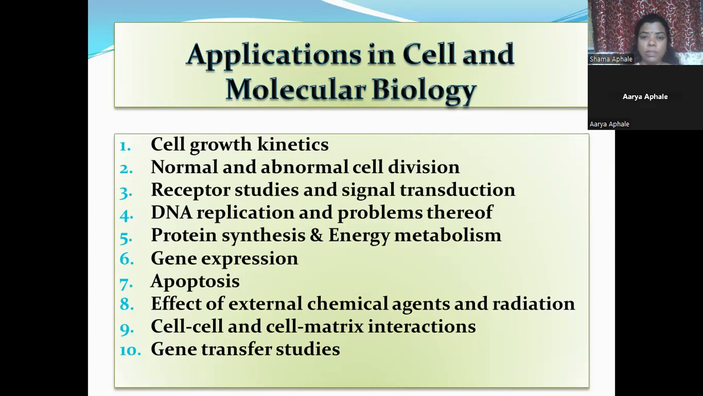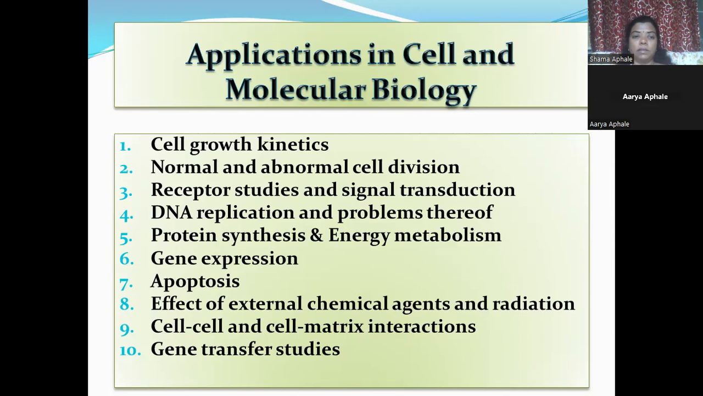Next is normal and abnormal cell division. Here, you can study your cells for various chromosomal aberrations and chromosomal numbers that could be different for normal and abnormal cell division. And these studies can then be used as evidence for the mechanism behind normal and abnormal cell division.